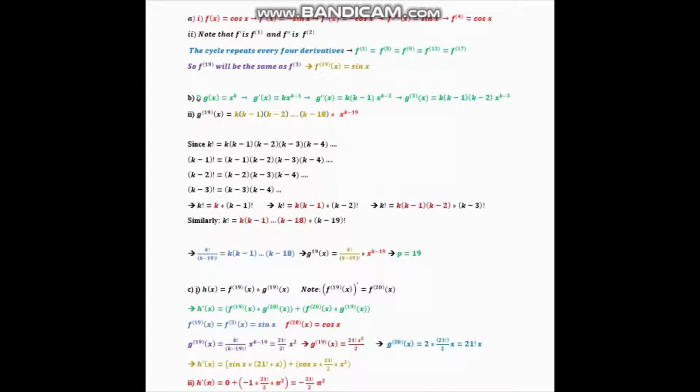So in order to write h dash equals uv dash plus vu dash, we said that the u is sine x, there it is. The v dash is g20, which is 21 factorial x, so there it is. And then I'm going to add this to vu dash. So my v is 21 factorial x squared over 2, there it is. And my u dash is f20, which is cosine x, so there it is. In other words, this is f19 g20 plus g19 f20.